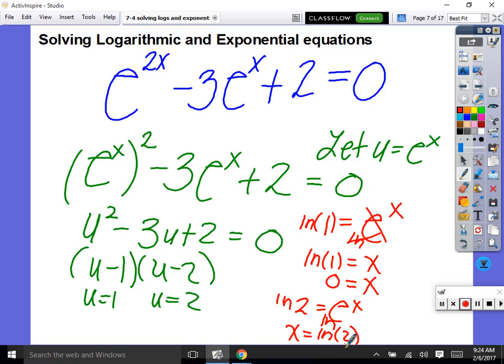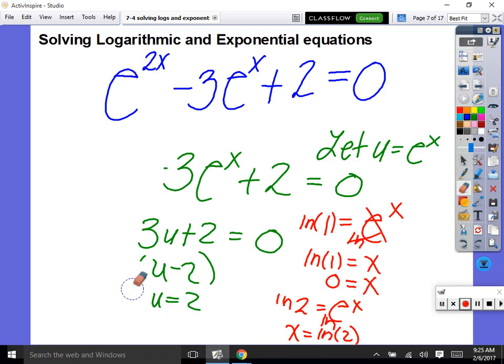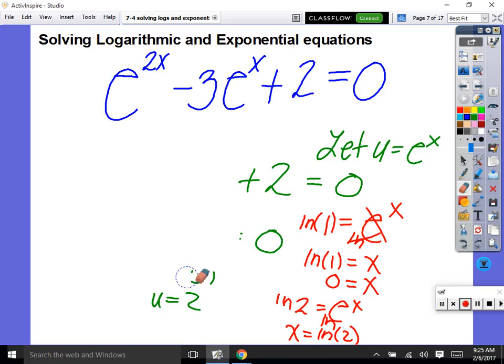Here we go. You just type in, there's just an ln key on the left-hand side. I'm giving myself some room to check.